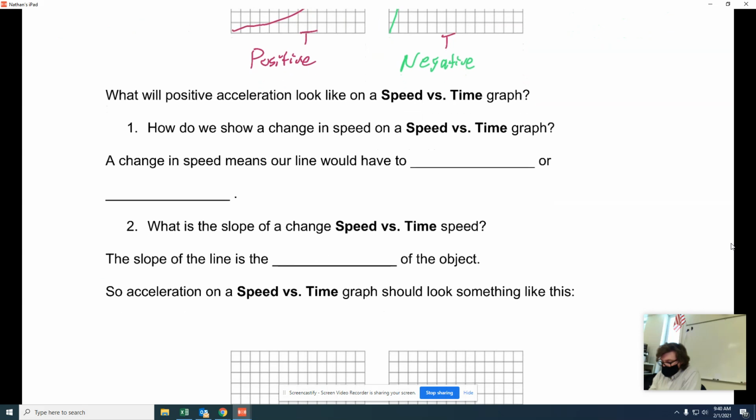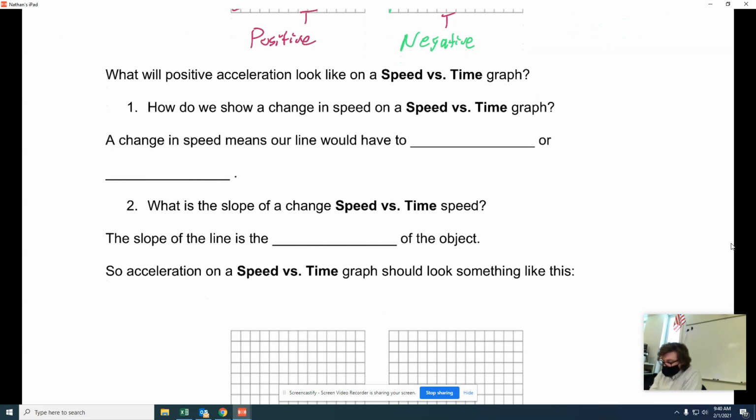The other type of graph that we can look at, and this is a brand new type of graph, we can look at a speed versus time graph instead of a position versus time graph. We could also call this a velocity versus time graph. So just know that both of those terms will come up. For us, they're essentially the same thing, right? Speed and velocity are very similar. The only difference is that velocity cares about direction.